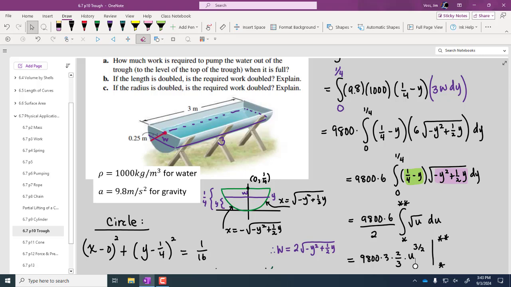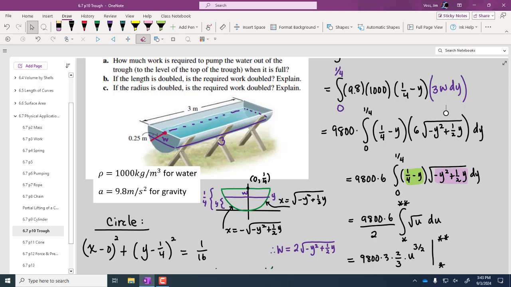And then if the length is doubled, is the required work doubled? So if we think about this 3 right there, that's the length of the trough. If the trough is just doubled in length, what does this become? 6, and that just still factors to the front, so that's a yes. If we double the length of the trough, we're going to double the work, because that 2 will just end up being a multiplier out in front.